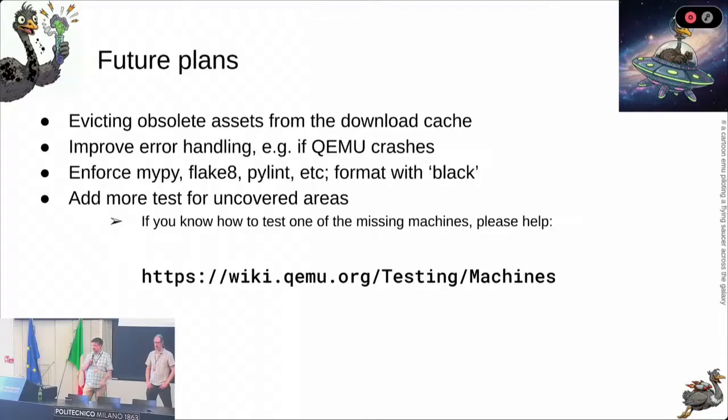We've got a nice page in the QEMU wiki that lists all machines and which ones already have a test and which ones don't have a test yet. If you know, for one of the uncovered machines, that there's an asset available somewhere on the internet that we could use for a test, please get in touch, or even better, try to write a functional test directly.